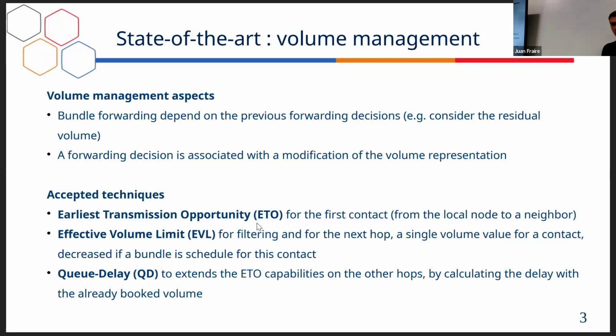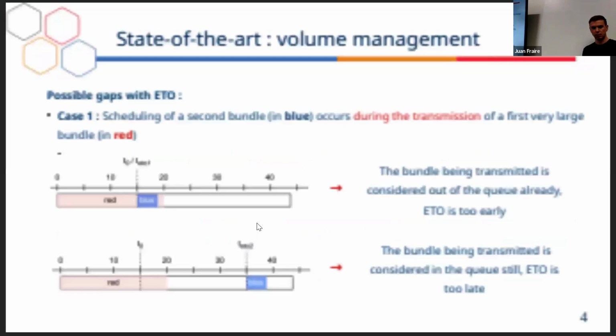We have then the EVL, the effective volume limit, which is the residual volume for a contact. This is basically used for filtering. When we schedule a bundle through a contact, we increase the booked volume, but we decrease the residual volume, or EVL. And then we have the queue delay, which extends the concept of ETO to the hops after the next one, just by considering the booked volume and trying to calculate a delay for the first transmission opportunity for the bundle we are trying to forward. Good.